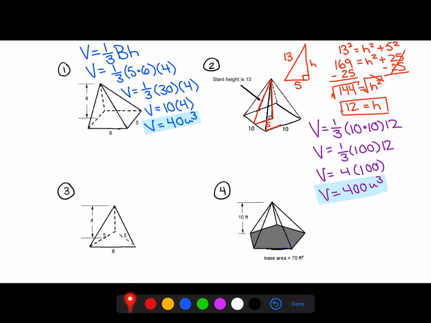Next, try number 3. But with number 3, be careful of your base here, your base area. It is no longer a rectangle or a square, it is now a triangle.